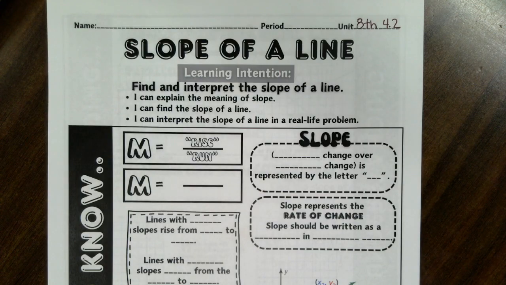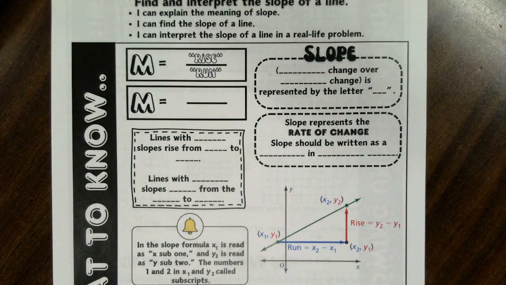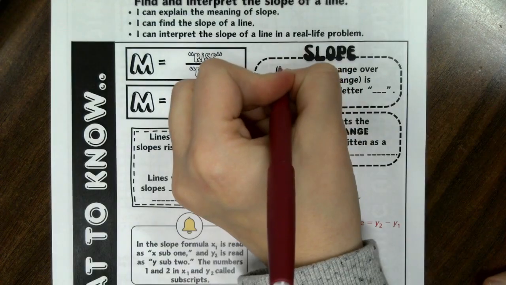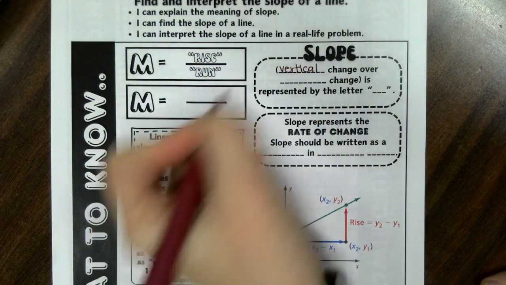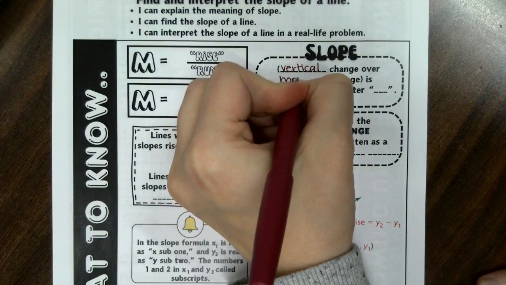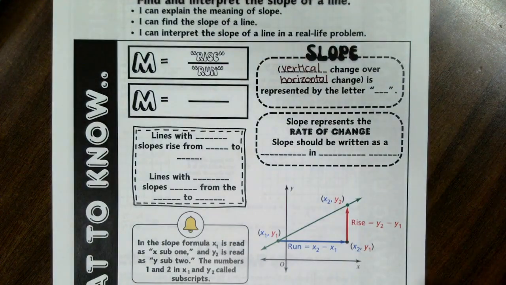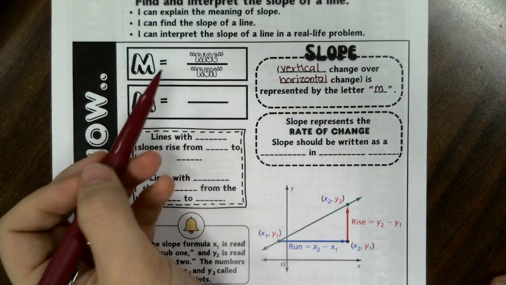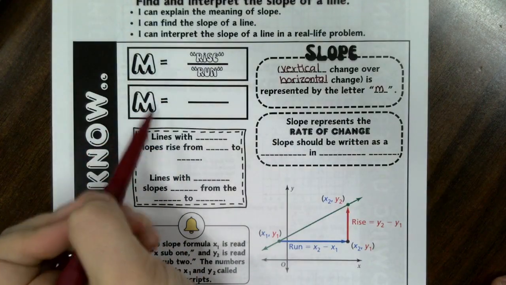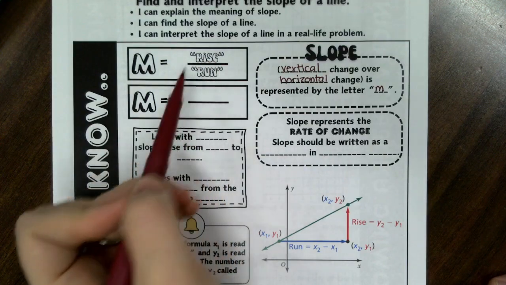So here's a couple things that you need to know about slope and how to find it. Slope is the vertical change over the horizontal change, and it's represented by the letter M. So this is two different ways that you can look at slope. Slope is M, and we do our rise over our run.